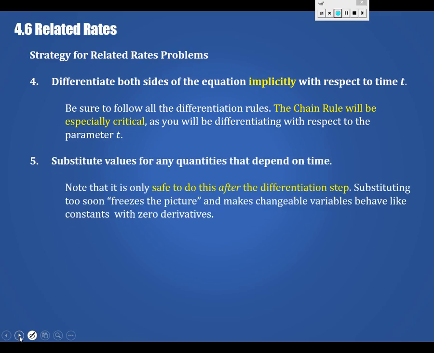Keep in mind that we're almost always in all these problems, I'm trying to think if there's ever a time when we're not differentiating with respect to t. We're almost always talking about time here, right? Substitute values for any quantities that depend on time, and like I said, we need to. This one and the previous step that talked about things that change and things that don't change will become a little bit clearer as we do another example maybe here.